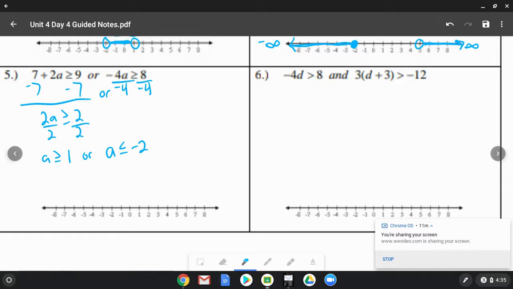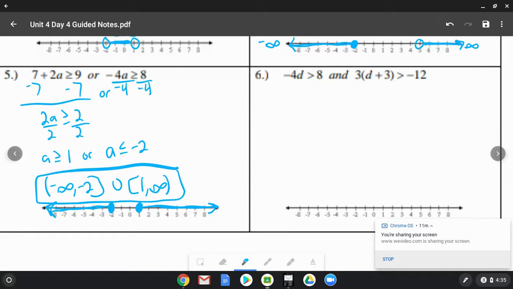And what do I got here? I got greater than or equal to 1, less than or equal to -2, shaded to the left, shaded to the right. So now I have -infinity to -2, parenthesis and bracket, in union with 1 to infinity. So that would be my answer for 5.